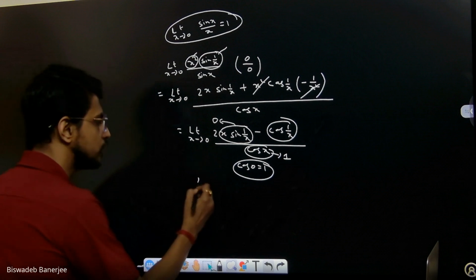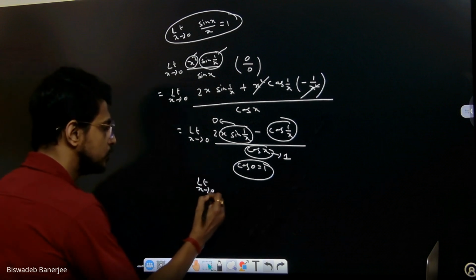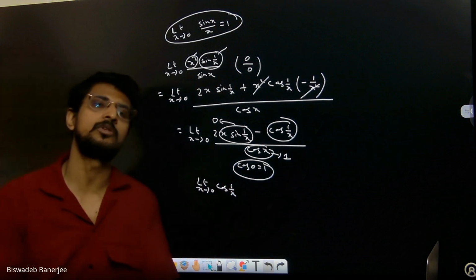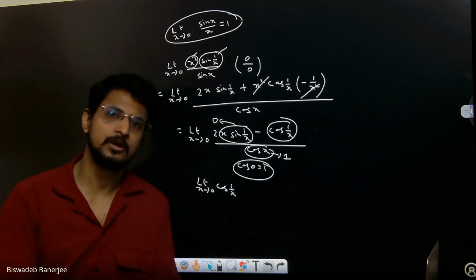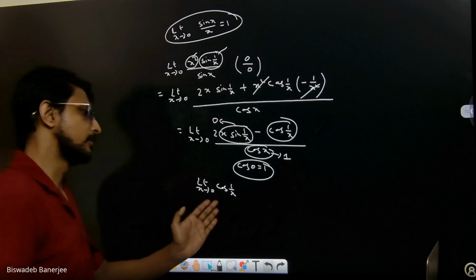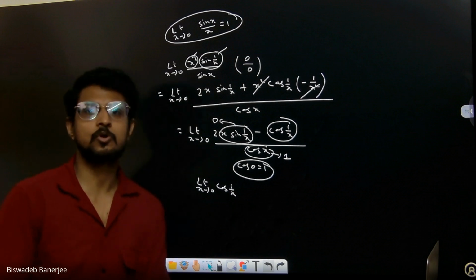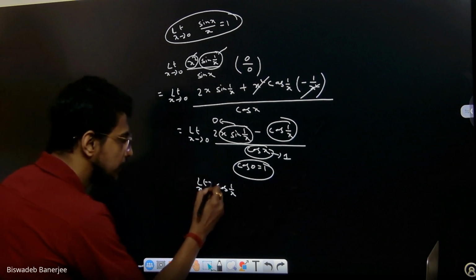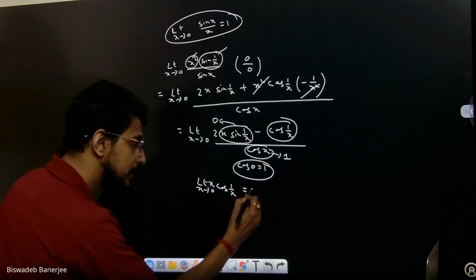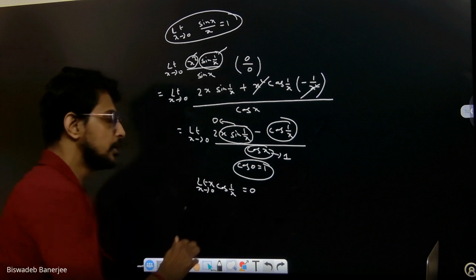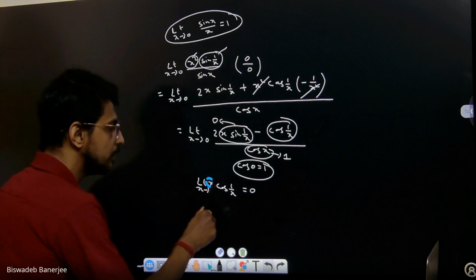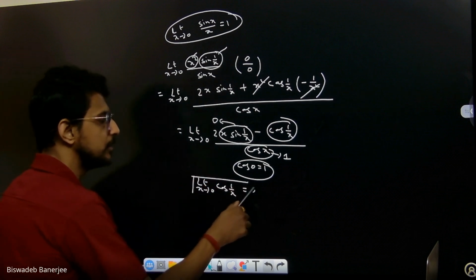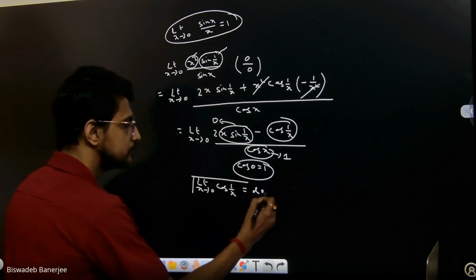What about the limit as x tends to 0 of cos 1 by x? Can you find this limit? The answer is no, this limit does not exist. If we multiply it with x, then this limit is 0 by the Sandwich theorem. But if no x is here, you cannot find this limit. This limit does not exist.